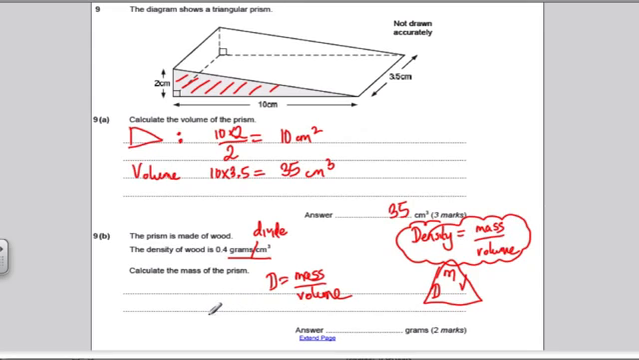So if you want to work out mass, therefore, the mass would be the density times the volume. You know the density is 0.4. You know that the volume is 35 from your previous question. So you simply do 0.4 times 35, and you get 14 as your answer. Well, what's the unit? We were using grams in our density, so it's grams here. So the answer is 14.